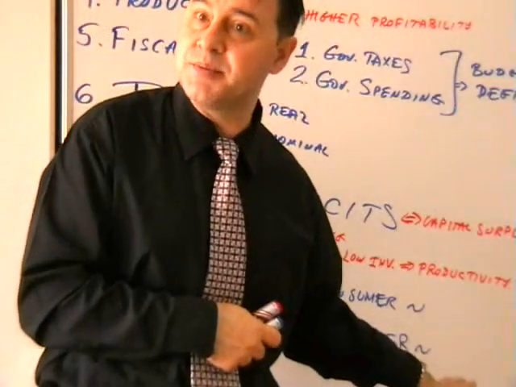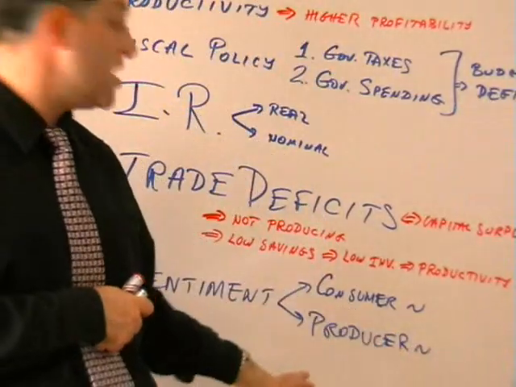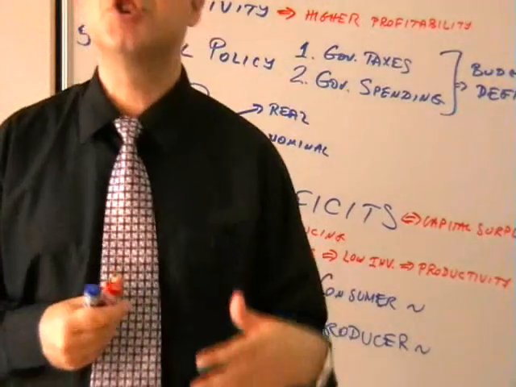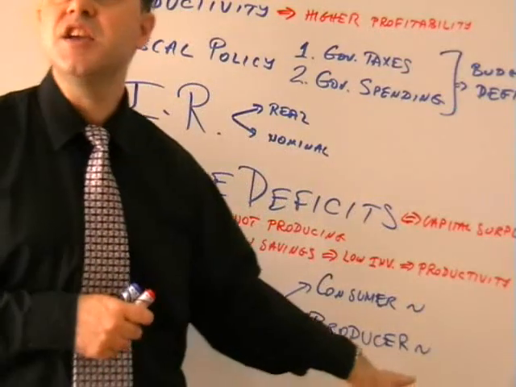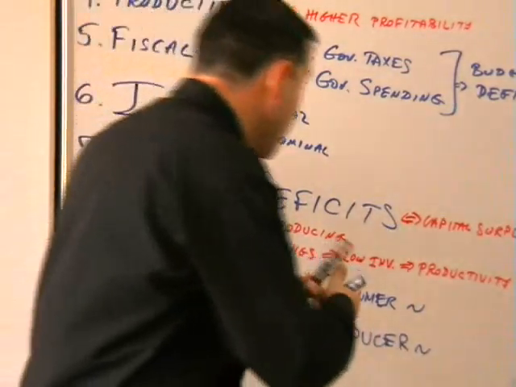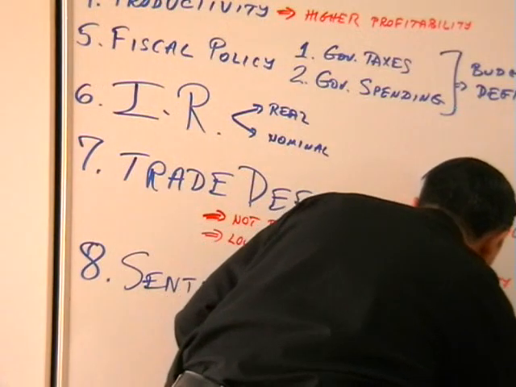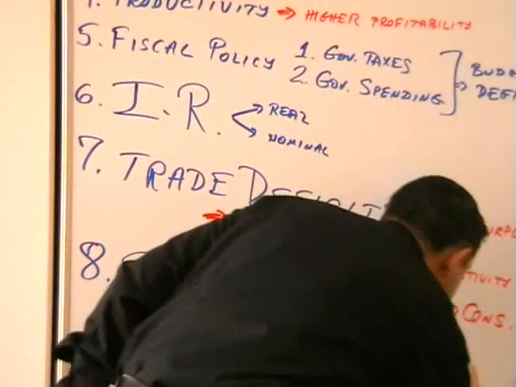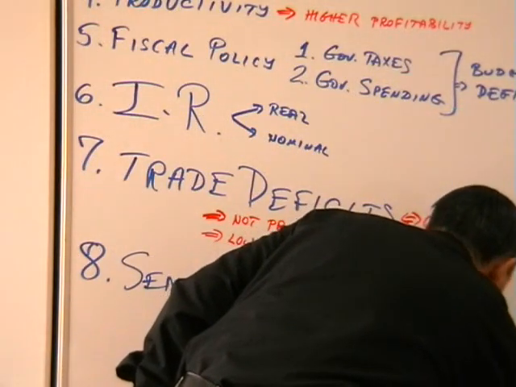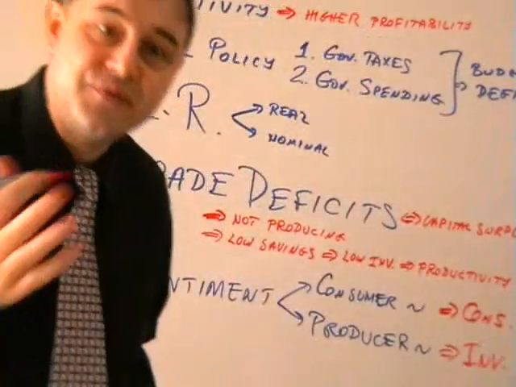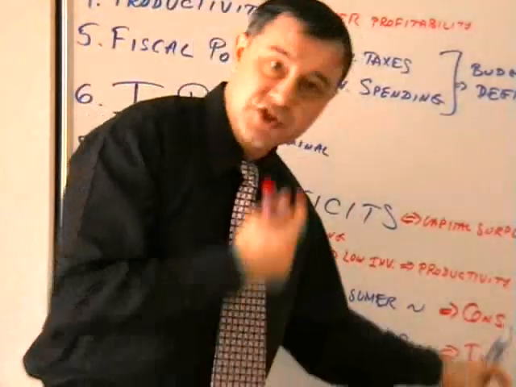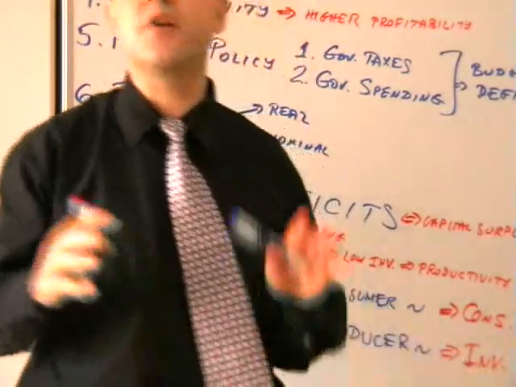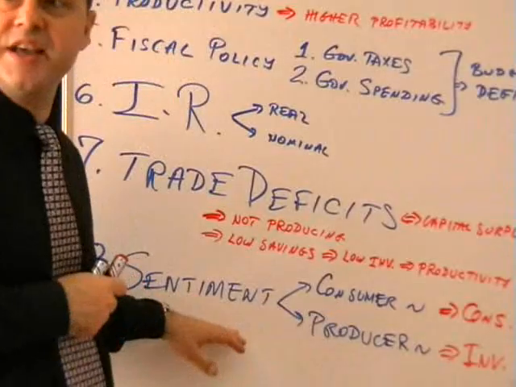Strong producer sentiment results in producers feeling good, manufacturers feeling good, they expect good sales, so they invest a lot. So this one is important for the consumption element of GDP, and this one is important for the investment part of GDP. And in this sense, consumer sentiment is very important, very true. I don't consider it a separate part.